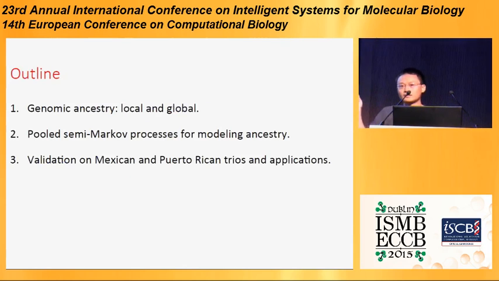So here's the outline of the talk. I'll first describe precisely what we mean by genomic ancestry, both at the local and global level. Then I'll define the model and the algorithms that we use to model this genomic ancestry and perform inference. And finally, I'll talk about how we validate the data and some applications.